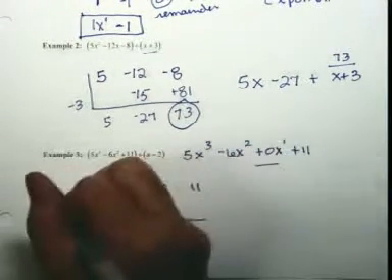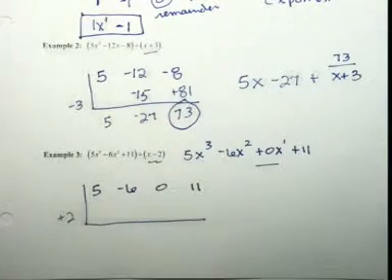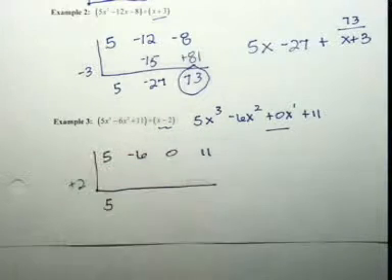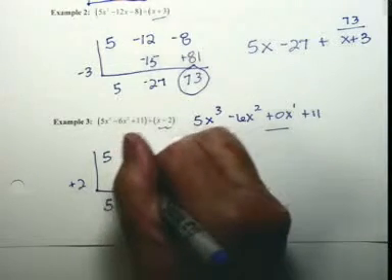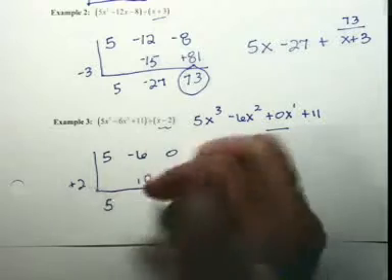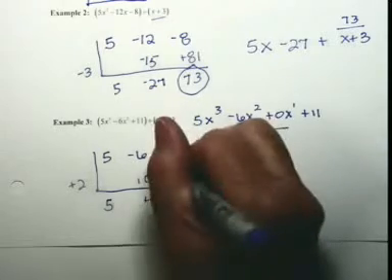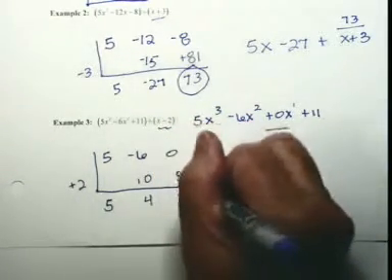Now I changed the sign, so I'm going to make it a positive 2. It's always the opposite sign when I divide. The 5 comes straight down. Multiply by 2, put it inside the box. Add. Multiply times 2, put it in the box. Multiply times 2.